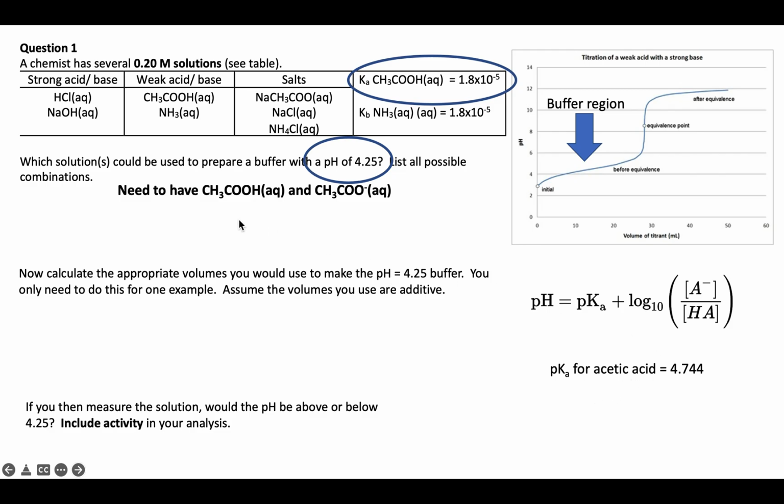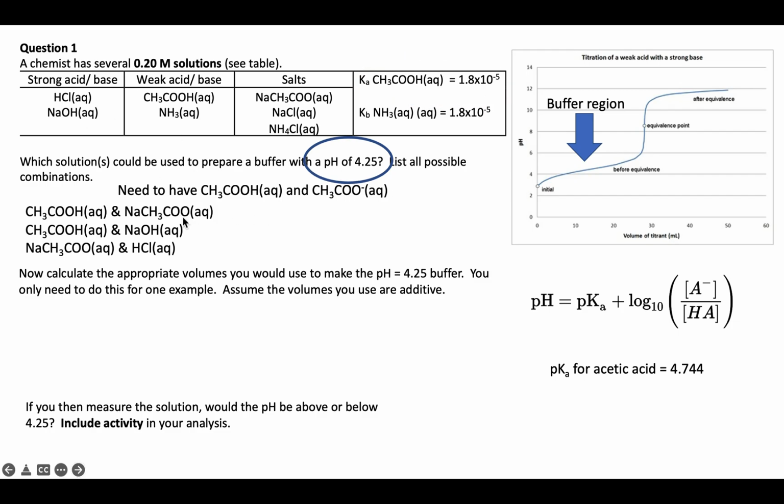So if I'm thinking about what I could use to make a buffer in the acidic region, I need to have a weak acid and its conjugate in the beaker at the same time. So I could take different solutions. I could take the acetic acid and add a solution that included its salt. That would put both in the beaker at the same time. I could start with the acid, add some base, and convert it. So that way I'd have both the acid and the conjugate in the beaker at the same time.